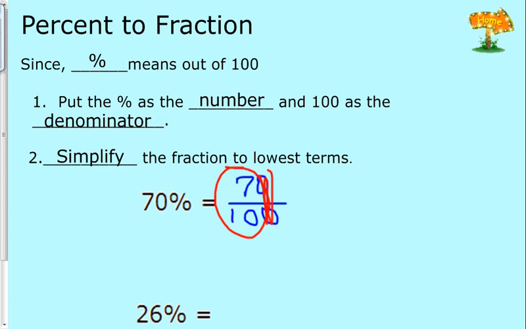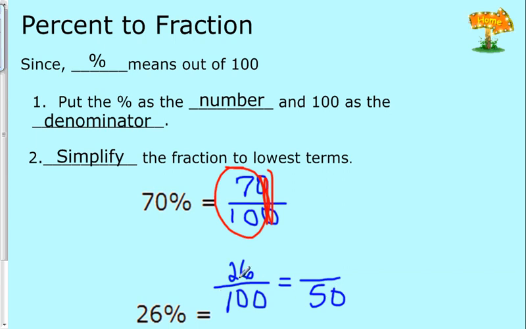Okay, now let's look at our second example. 26%. That means 26 out of, again, percent means per 100, so 26 out of 100. Now these are both even numbers, so again, cut them in half. It doesn't matter if you do the top first or the bottom first. I'm going to do the bottom first because half of 100 is easy. That's 50.